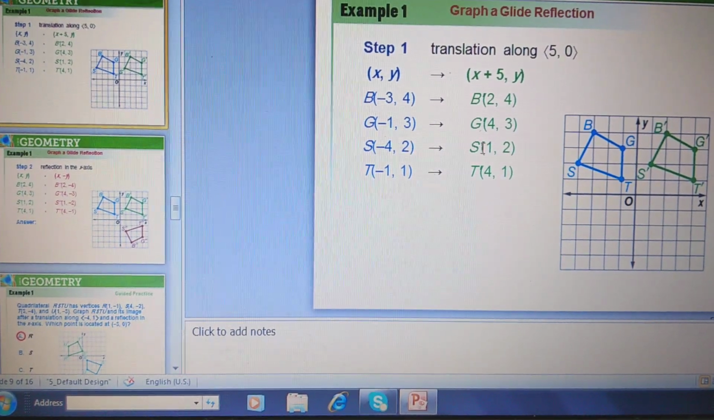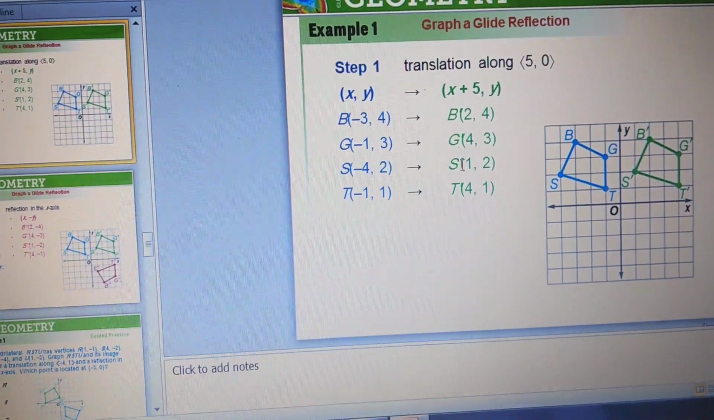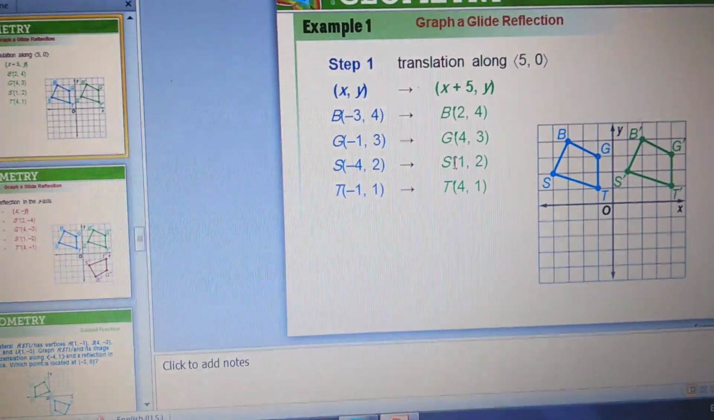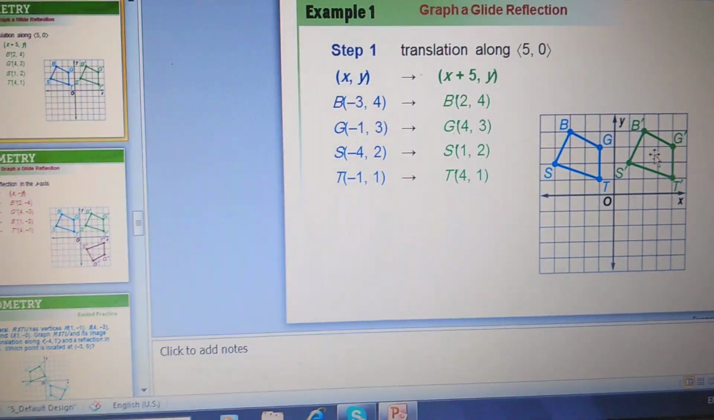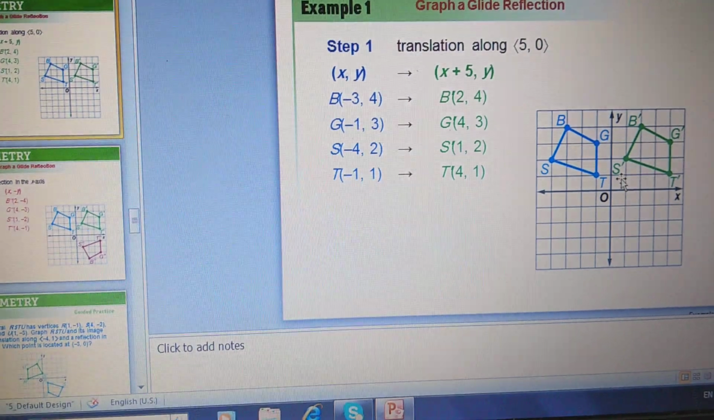B, G, S, T, the new points are B dash, G dash, S dash, T dash. You get them, you graph. As you see here, I graph them here: B dash, G dash, T dash, S dash. This is the first step.